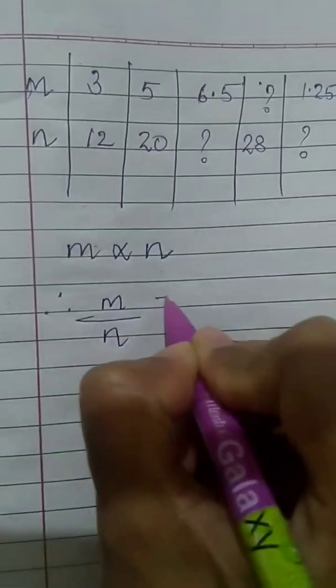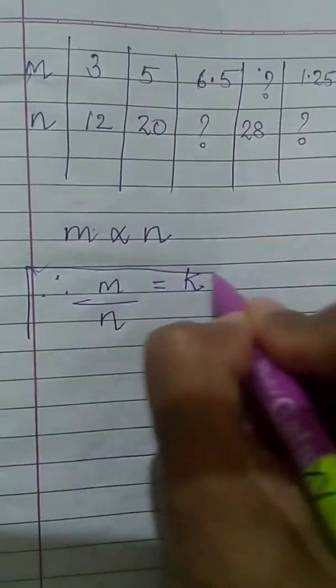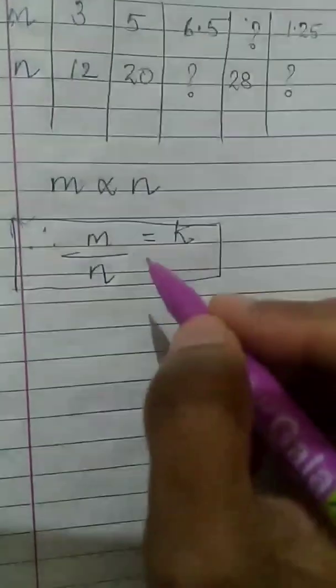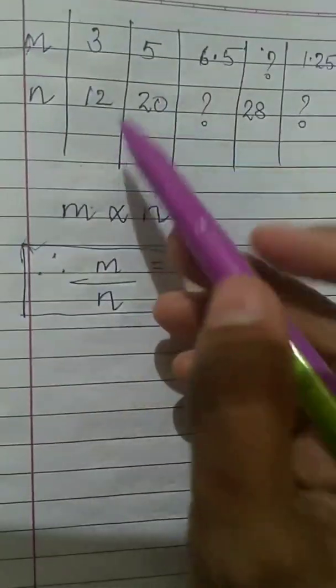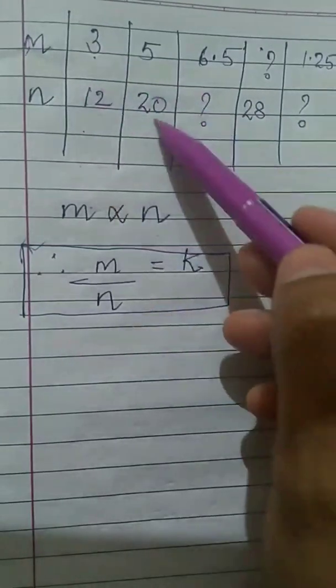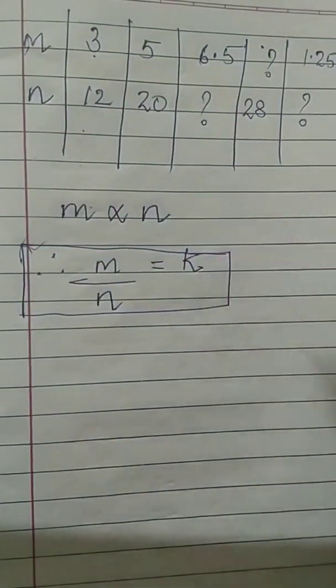When I divide, I'll get a constant k. If you want, you can put it in a box because every time we are going to use this. So now, they have given the values of m and n. Here also we know m and n. Here also we know m and n. Any one value you can take to find out the constant k.